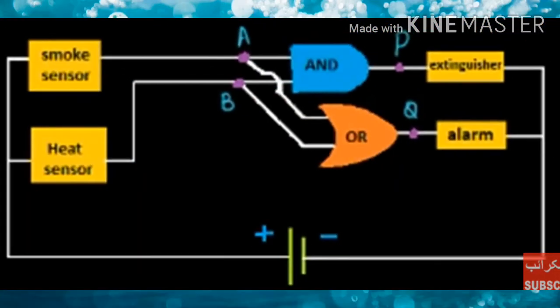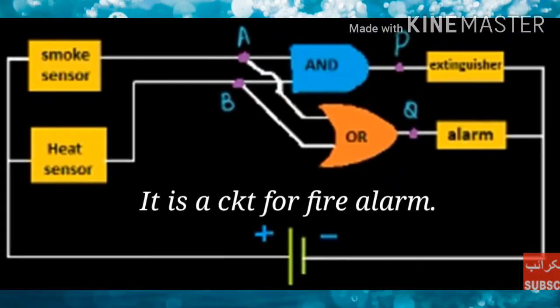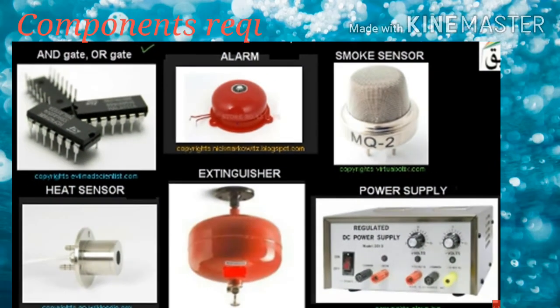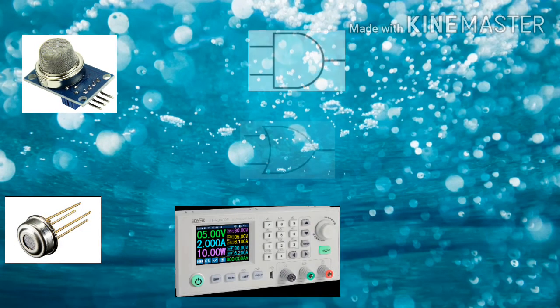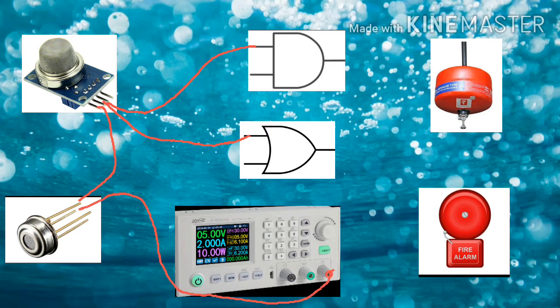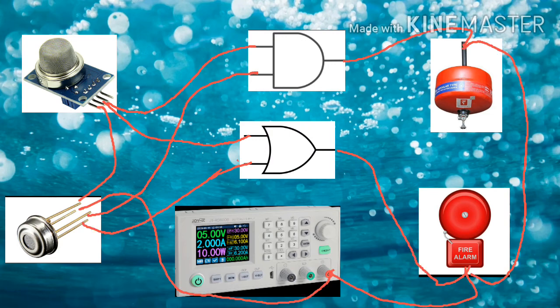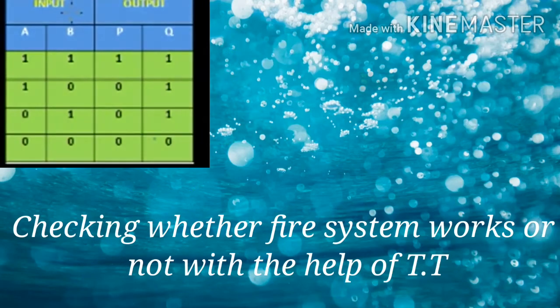Let's see how a fire alarm system is constructed using logic gates. As you have seen, the components required to construct the circuit diagram are connected with each other. Now let's see how it works with the help of the truth table which we have provided for it.